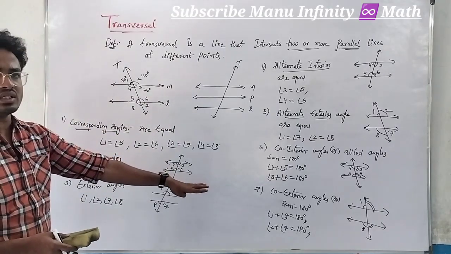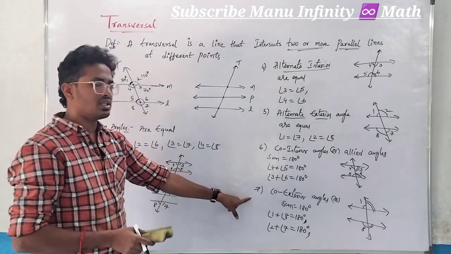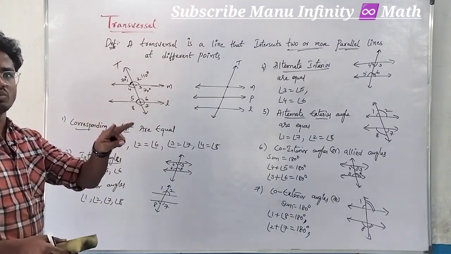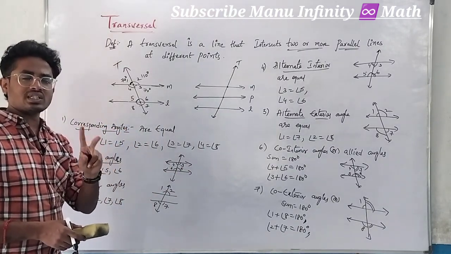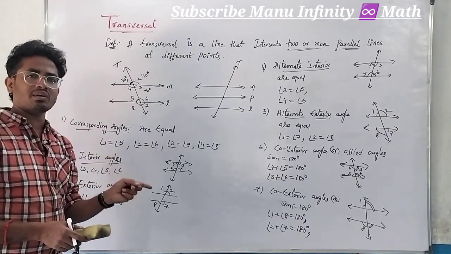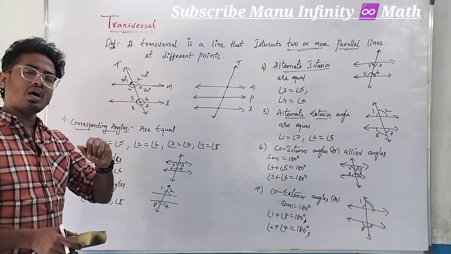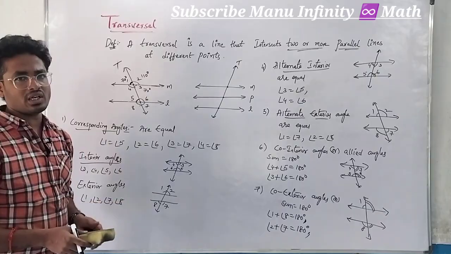I wrote 7 things. You have to know all these 7 things. Before these 7 things, we have to know 2 more things: straight angle or linear pair. If the sum of adjacent angles is equal to 180, what do we call it? We call it a linear pair. We also discussed another concept, vertically opposite angles.